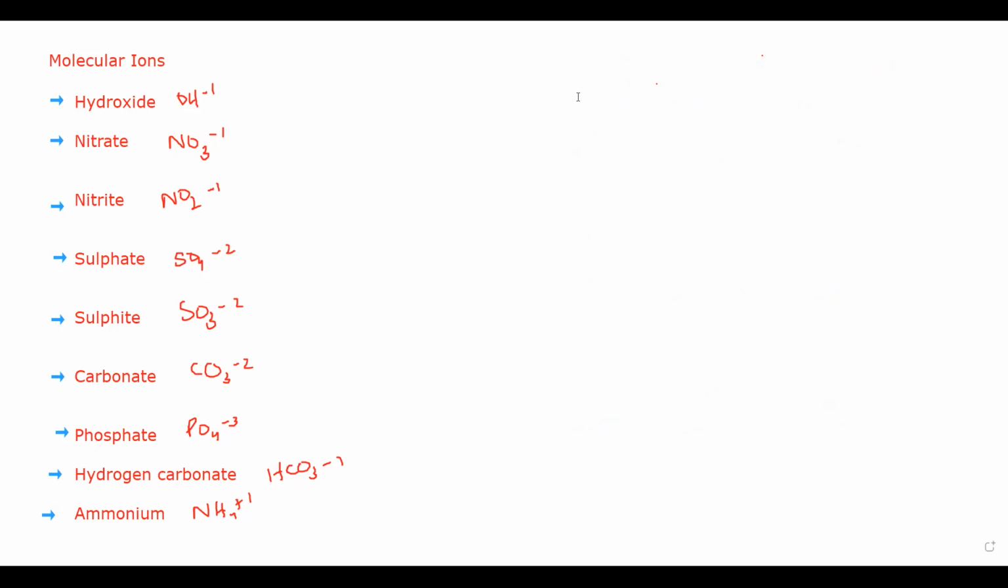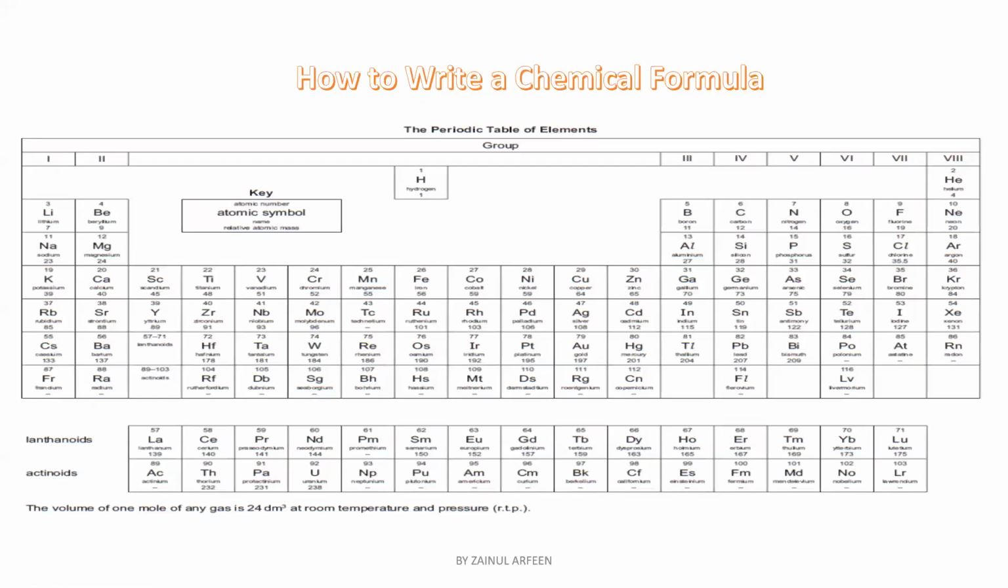If I say I want to write a formula for aluminium sulfide, because IDE is there, it means they are asking for the element sulfur and the element aluminium. So aluminium and sulfur elements. What we have to do is check the valency from the periodic table. Aluminium is group 3, so it will be plus 3, and sulfur is group 6, so it will be minus 2.